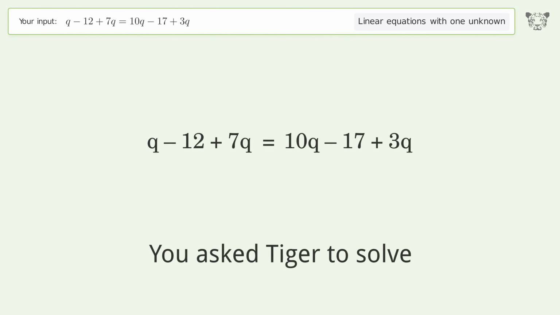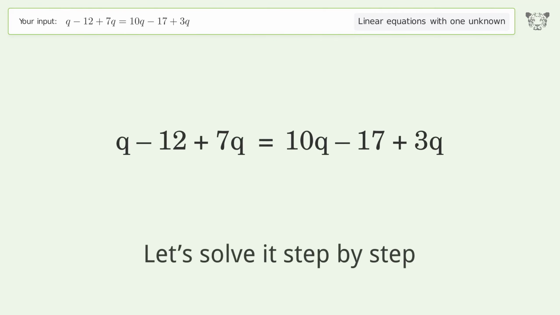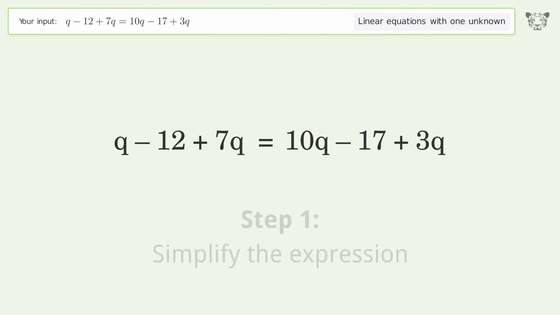You ask Tiger to solve. This deals with linear equations with one unknown. The final result is q equals 1. Let's solve it step by step. Simplify the expression. Group like terms.